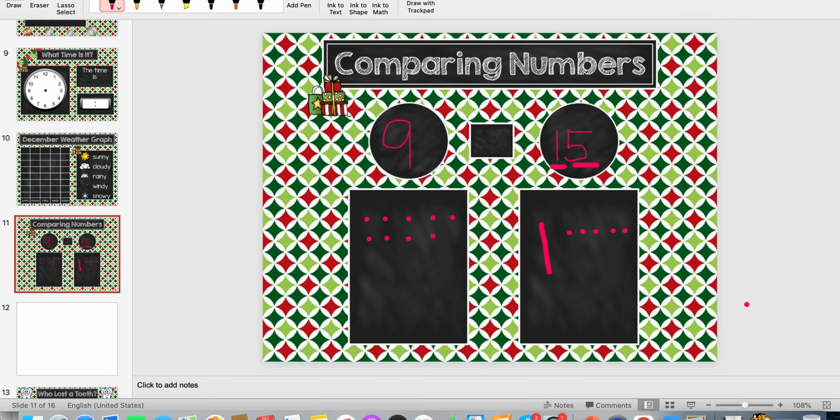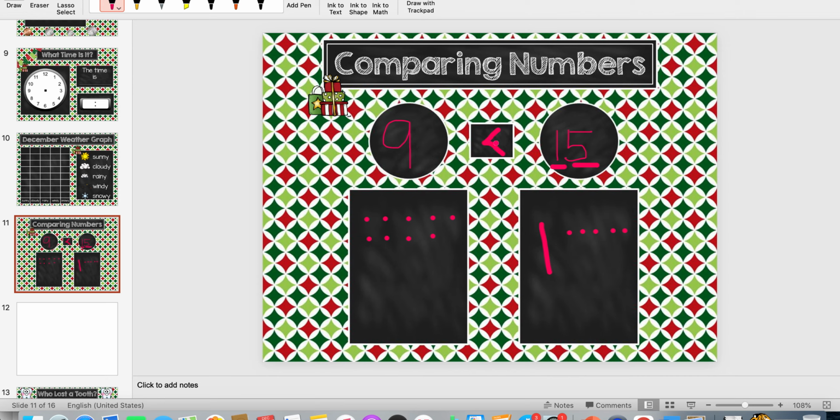Don't be tricked, because yes, there's a lot of dots over here, but remember, those are just ones. How many is in this one big stick? 10. 10, 11, 12, 13, 14, 15. So there's 15 or 9. Which one would you want more of? Remember, we're pretending that this is our candy. If this is our favorite candy, do we want 9 pieces or 15 pieces? 15, because 15 is a bigger number.